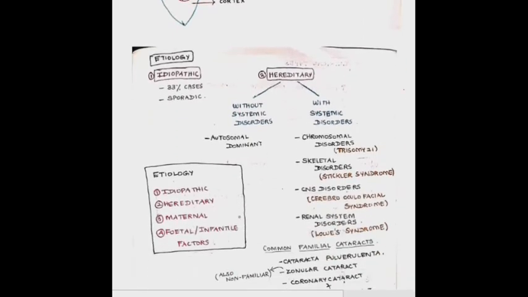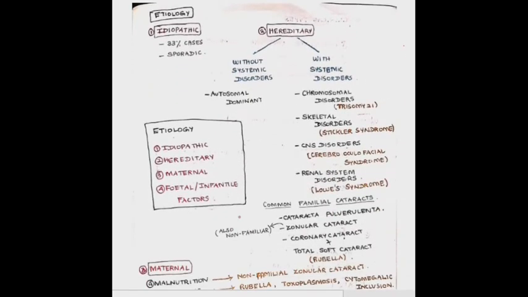So now we would see what are the etiology for this congenital and developmental cataract. Etiology is classified into 4 main categories: idiopathic, hereditary, maternal, and fetal or infantile factors. First we would see one by one. First, idiopathic. Idiopathic is about 33% of cases and sporadic in nature. Sporadic means there is no hereditary cause for this.